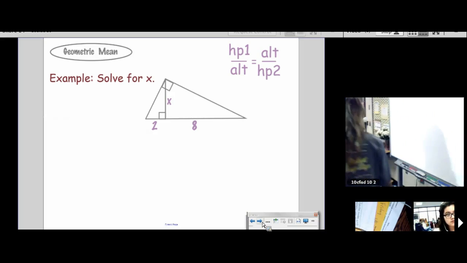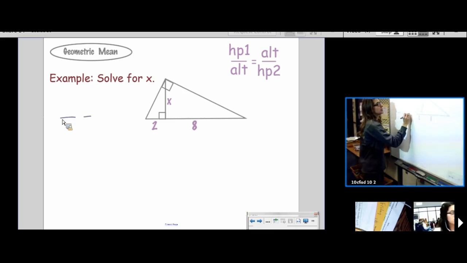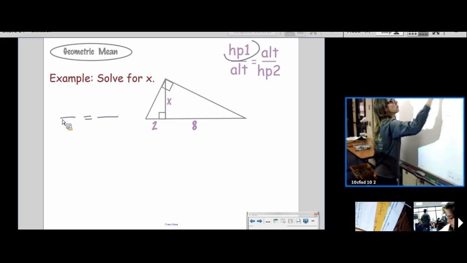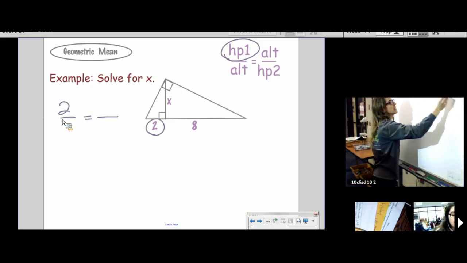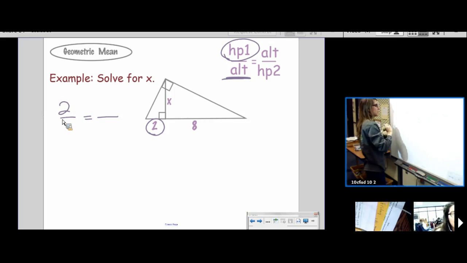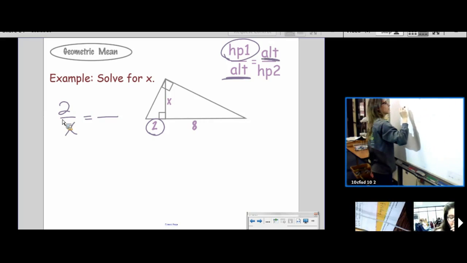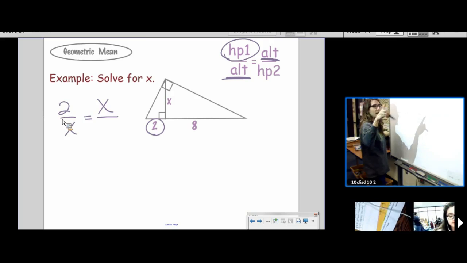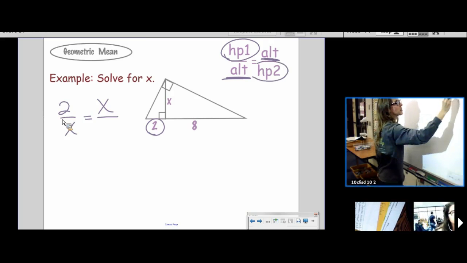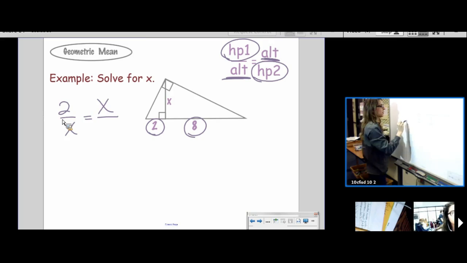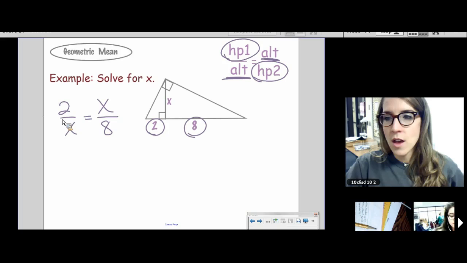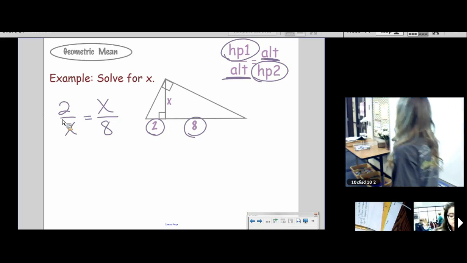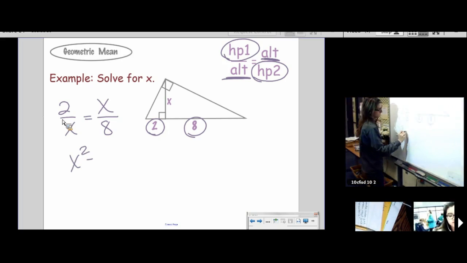Okay? All right, so the proportion says hypotenuse part 1. You can pick any part. It doesn't matter which part you pick first. Then it says altitude, which is x. Then it says altitude, which is x again. He's making a double appearance. And then it says hypotenuse part 2, the part you didn't choose the first time. So 2 is to x as x is to 8. Cross multiply. Look how pretty that is.